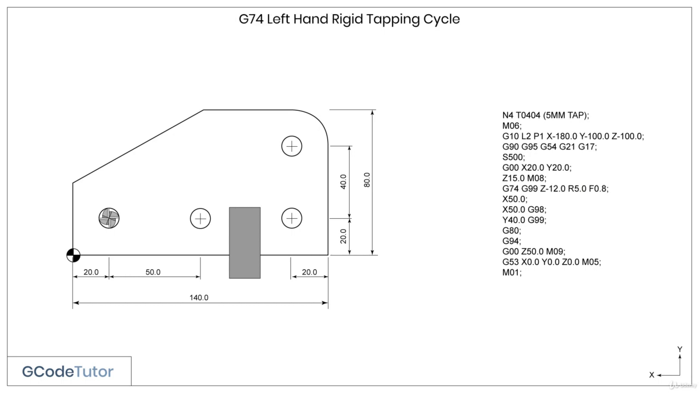So far in this lesson, we've covered cutting a right-hand thread, but what happens if we need to cut a left-hand thread? Well, for that, we use the G code G84. Everything else remains exactly the same as I have taught in this lesson. In this section, I covered all the ways we can tap a hole on a CNC milling machine or a CNC router.